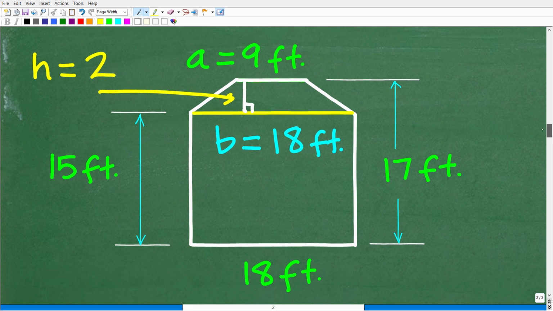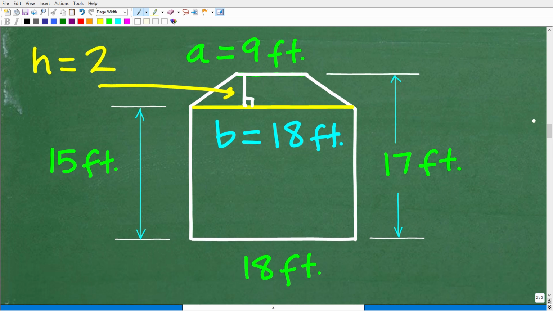Before that, let me go back a few steps. Remember, we need the height of this trapezoid. How do we figure that out? Well, if this is 17 feet and this is 15 feet, the difference there is 2. So the height, the perpendicular distance, is going to be 2. The top of this trapezoid right here is 9. This leg right here is 18, and there is the height.